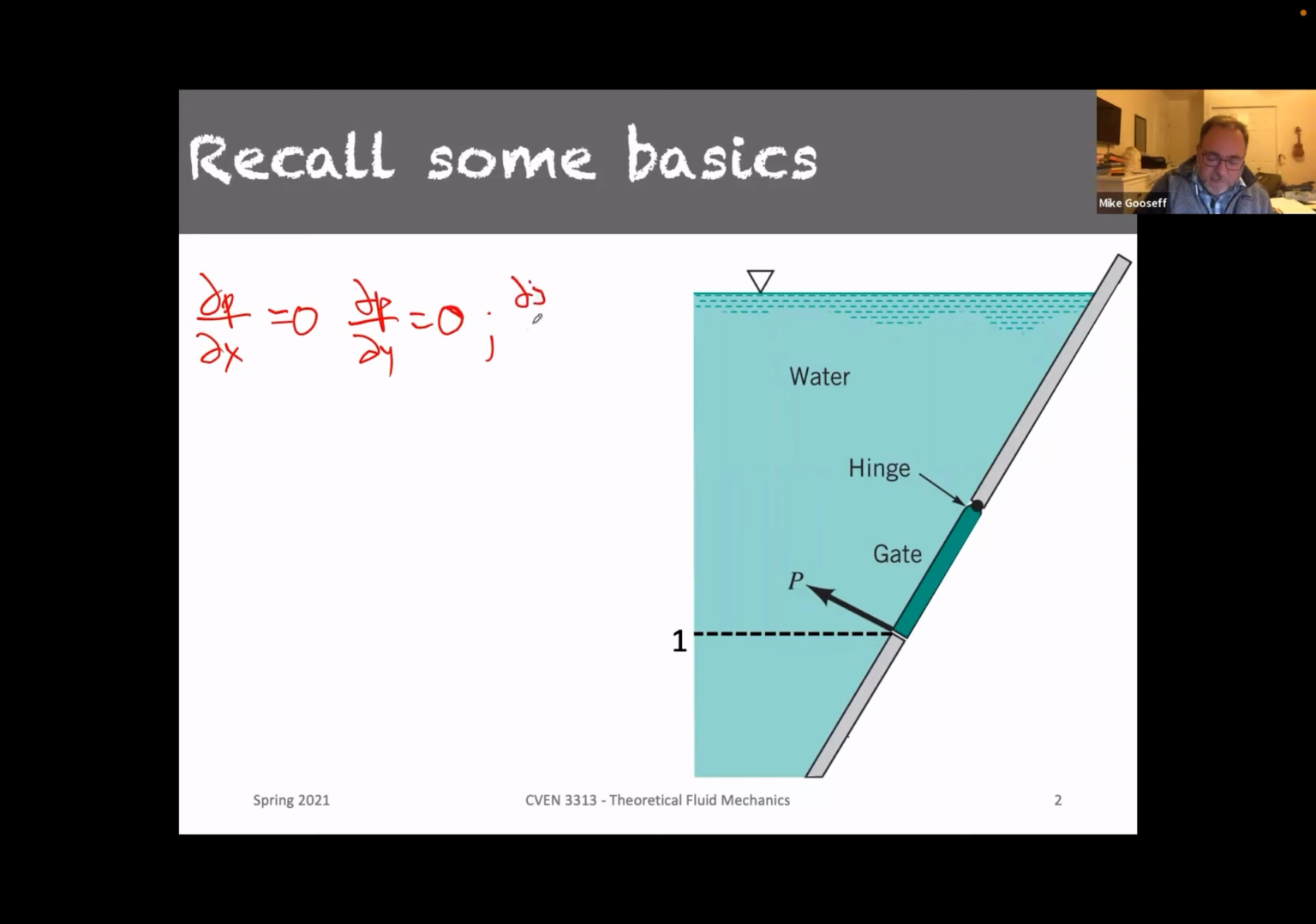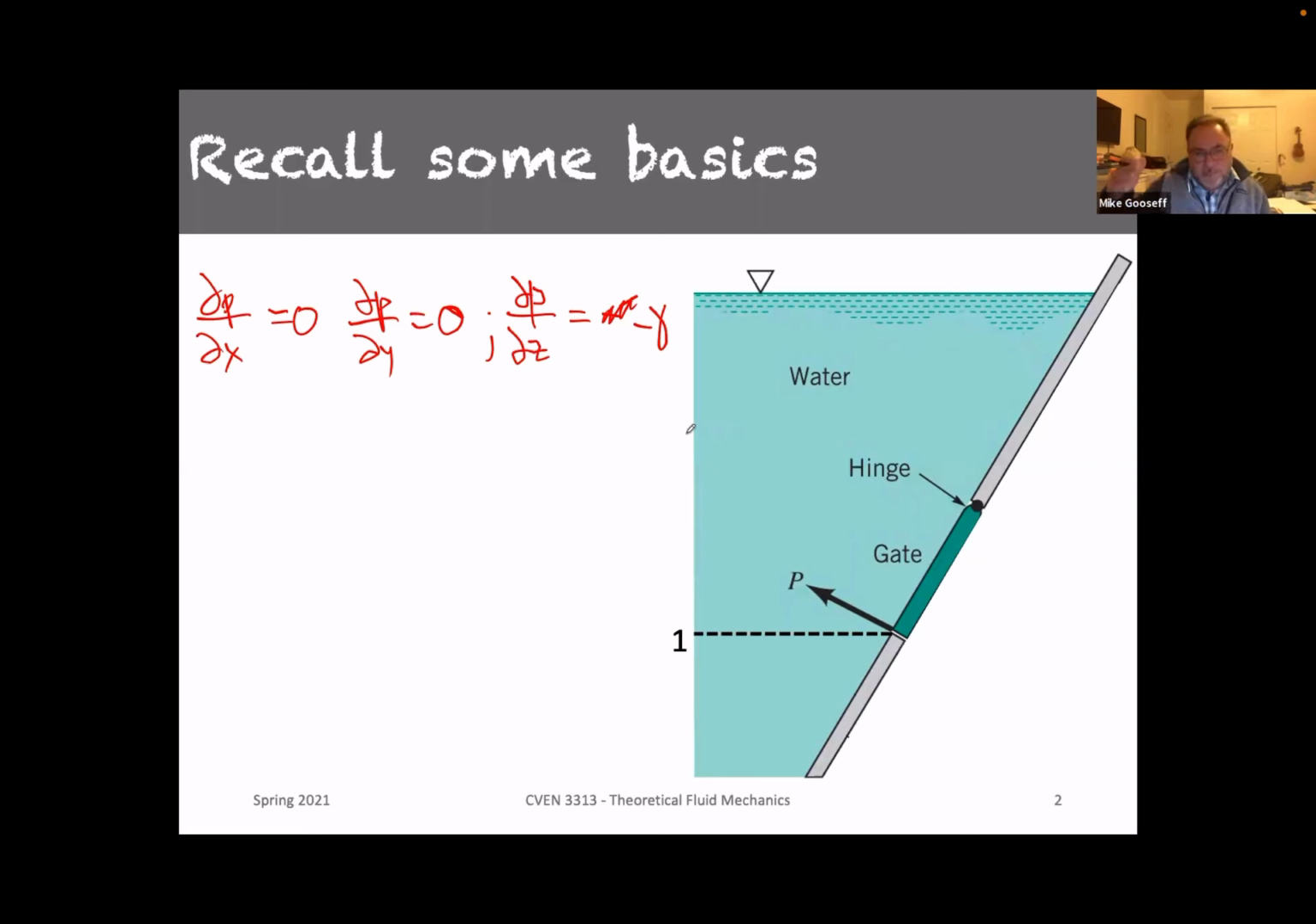So del P del Z is not equal to 0. In fact, it's equal to minus gamma. One thing I figured out so far is that I cannot erase, so I'll just try to draw slowly, I guess. So minus gamma. Remember, gamma is our specific weight.